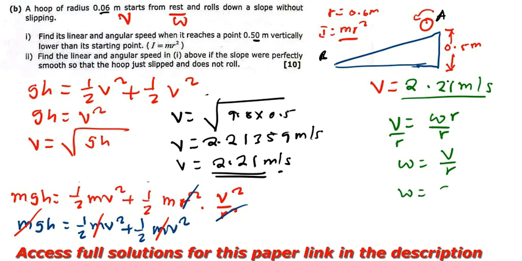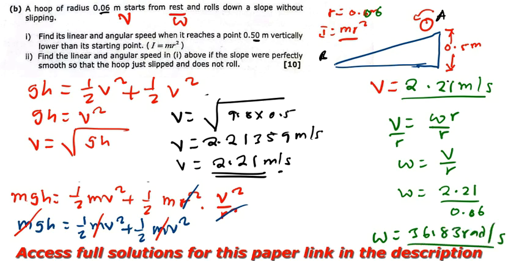So we have 2.21 divided by the radius, which is 0.06. Therefore, the angular speed is going to be 2.21 divided by 0.06. The one I'm getting is 36.83 radians per second, because the SI unit is radians per second. So I'm done with part A.